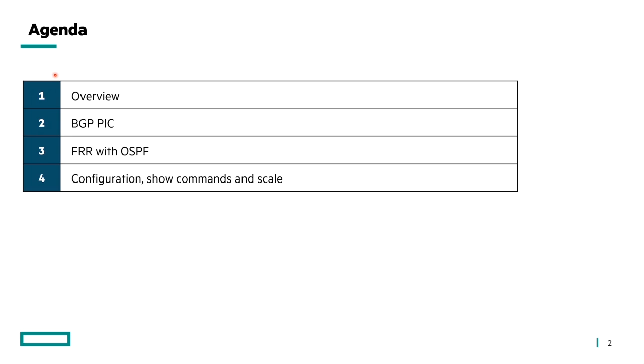And this is the agenda, quite a small set of topics. First of all, there's an overview of both features and the background of the technology. And then we go into BGP PIC with a bit more detail, and then into FRR with OSPF. And we finish off with the configuration examples and show commands. Okay, let's go straight into the overview.